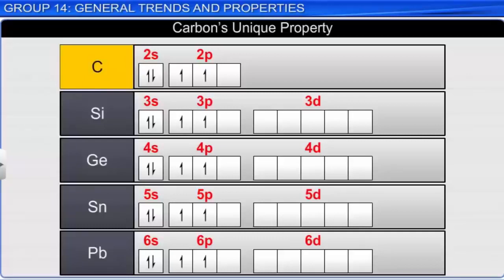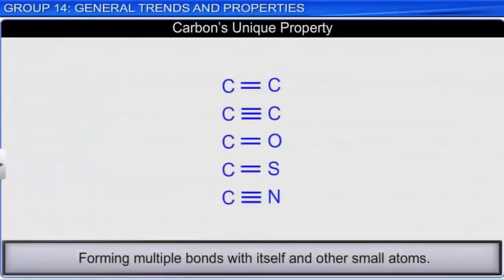One unique property of carbon is its ability to form multiple bonds. Carbon can form double and triple bonds with itself and with other small atoms such as oxygen, sulfur, and nitrogen.